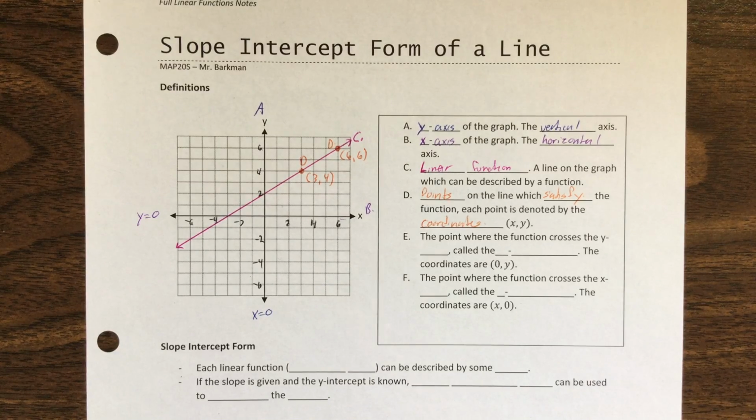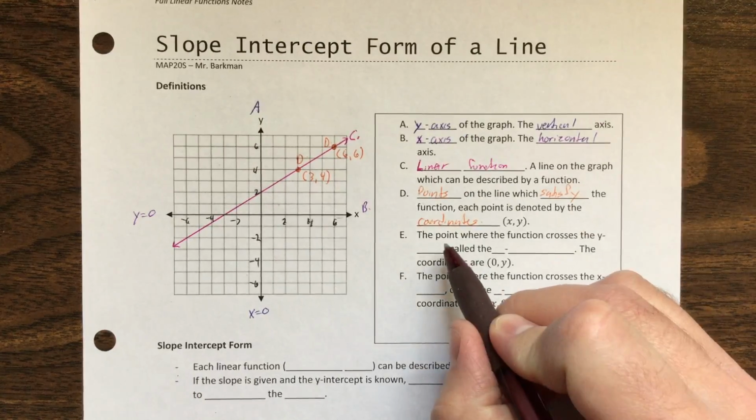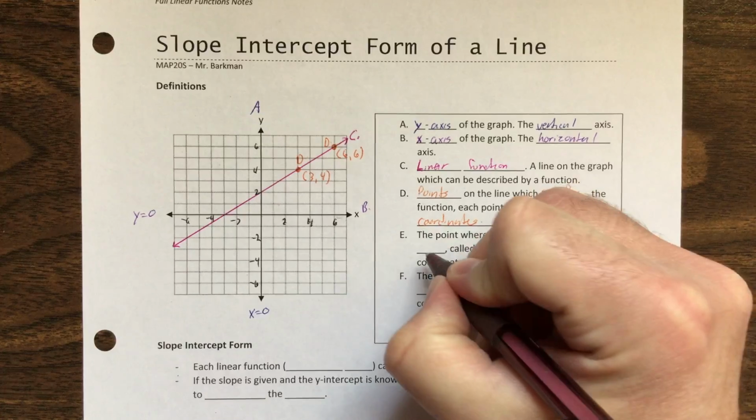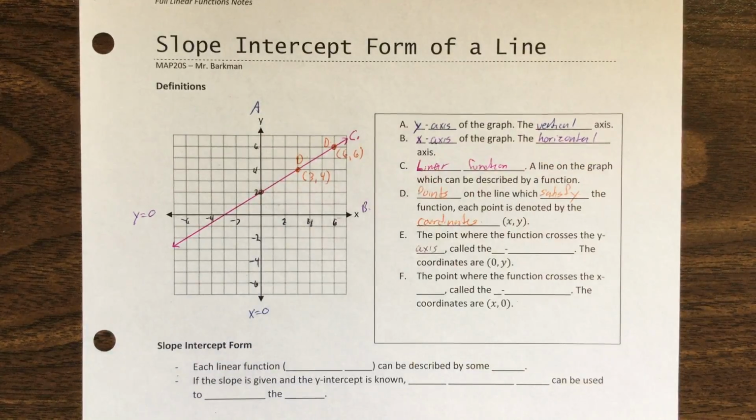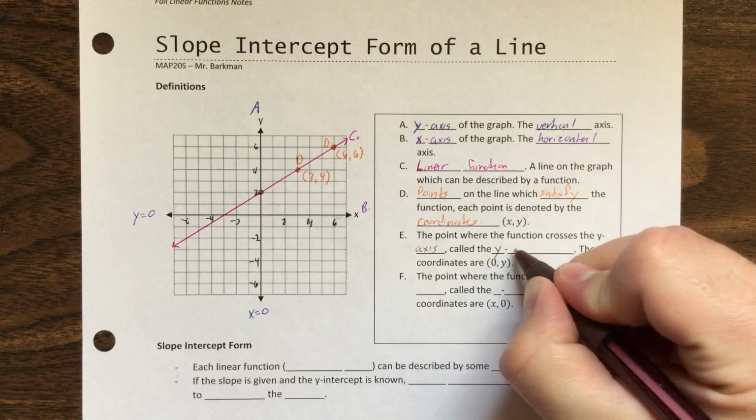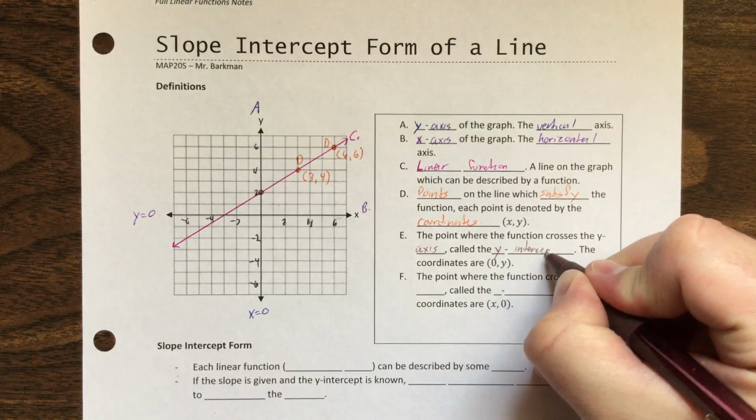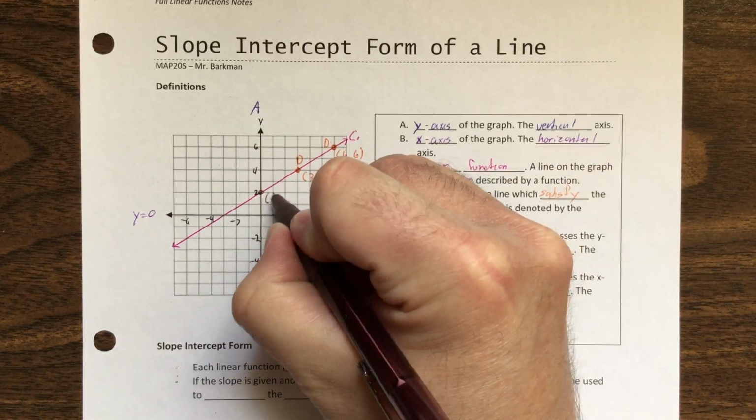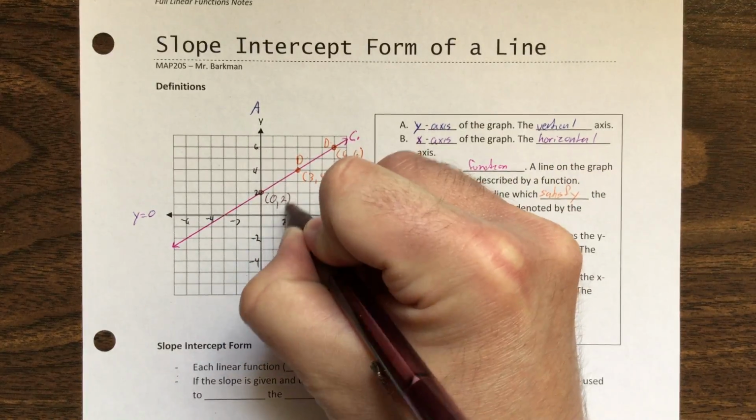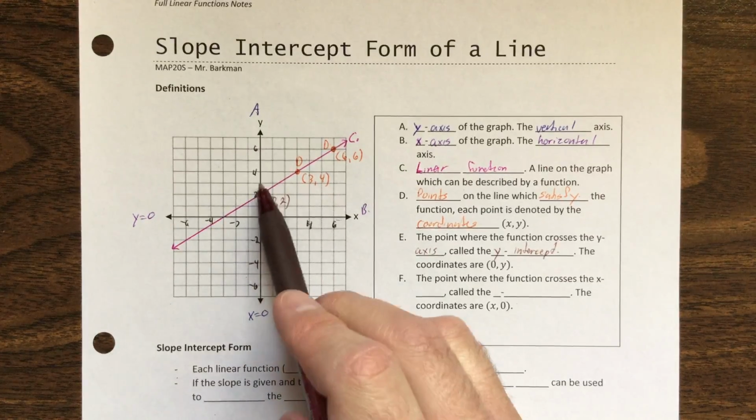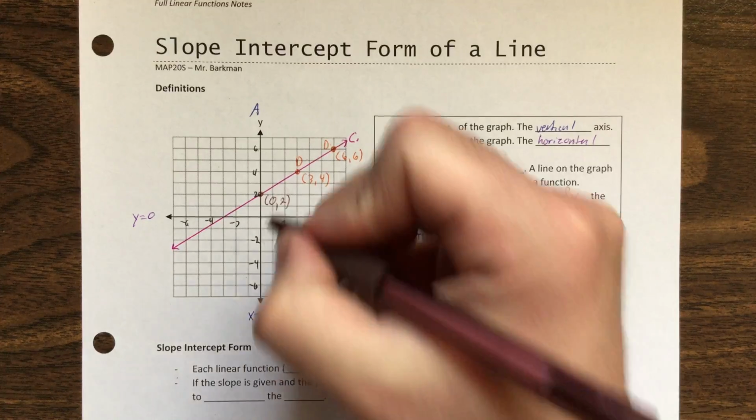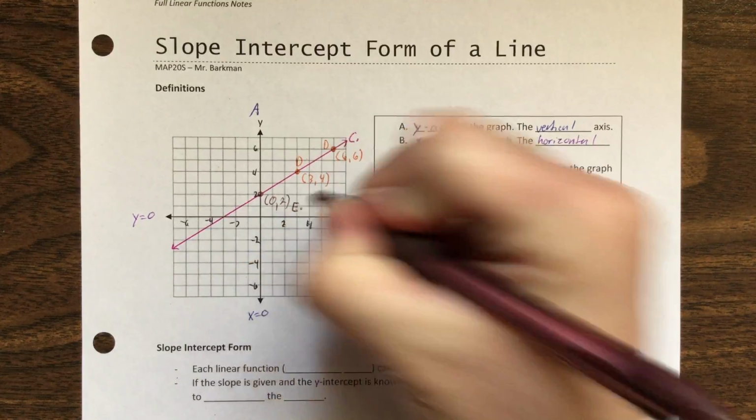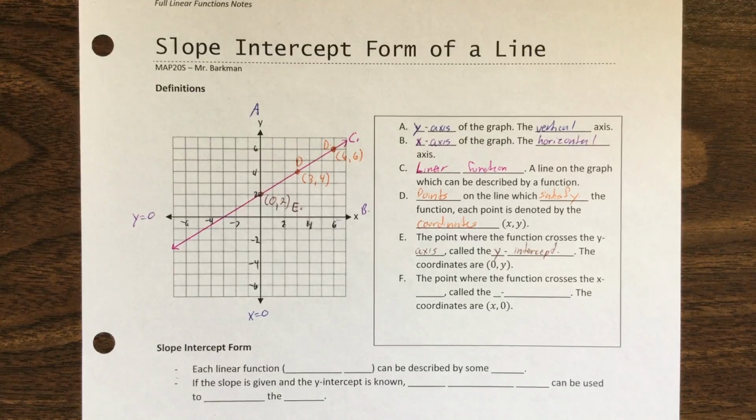Again, there are an infinite number of points, but we have some very specific points that we want to take a look at. One of them is the point where the function crosses the y-axis. That is this point right there, and we call that the y-intercept. It has coordinates x is 0, and y in this case is 2. Whatever the y value is, that's what we're going to have. So the point is 0, 2, and that is our y-intercept.